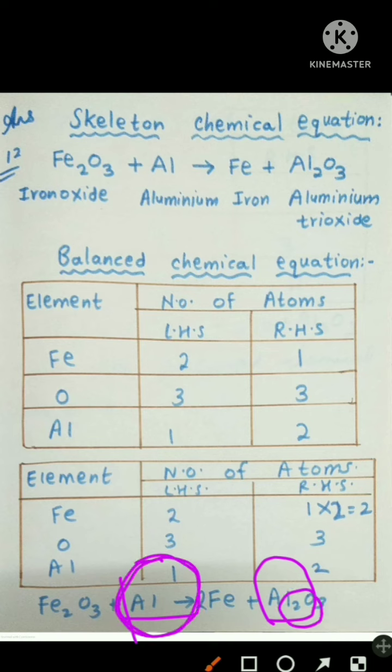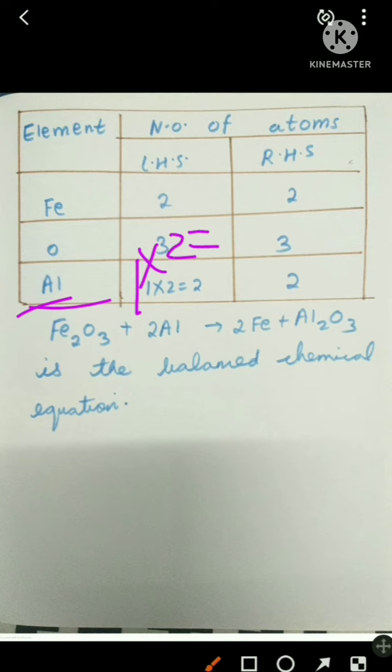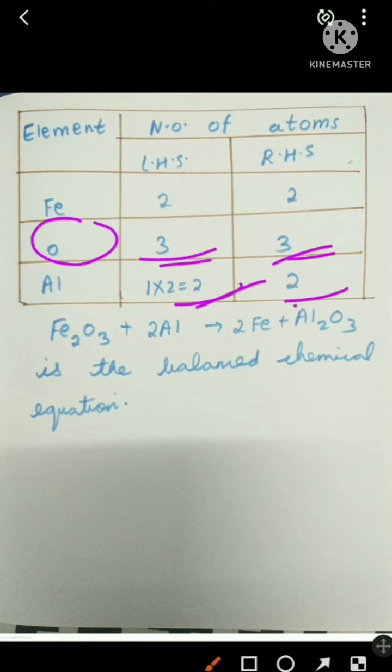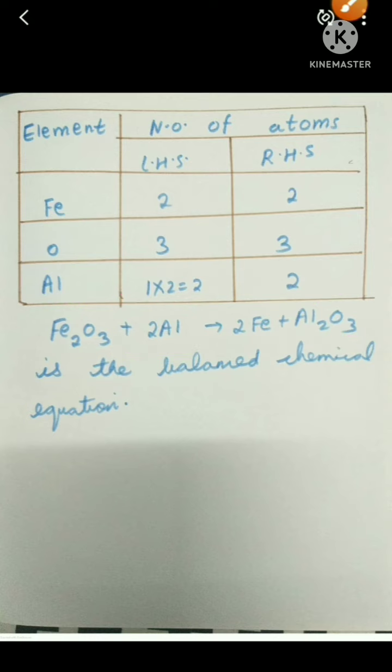Here on RHS we have 2, so on LHS also we can multiply with 2. It has only 1 atom. So multiply aluminium with 2, okay, so that it becomes 2. So 1 into 2 is 2. Now all the atoms are balanced. You can see iron, oxygen, aluminium, 2 2, 3 3 and 2 2. So what to do? Multiply 2 on the LHS of aluminium here. So the balanced chemical equation becomes Fe2O3 plus 2Al giving rise to 2Fe plus Al2O3, okay.